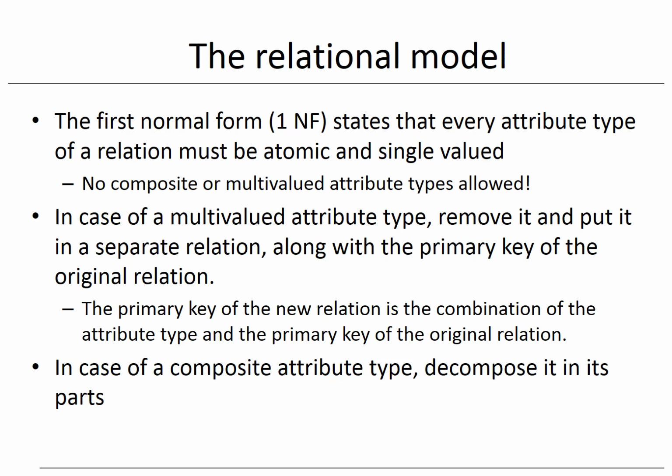The first normal form states that every attribute type of a relation must be atomic and single-valued. Hence, no composite or multi-valued attribute types are allowed. We basically already discussed this before when we introduced the domain constraint. Multi-valued attribute types should be removed and put in a separate relation along with the primary key of the original relation as a foreign key. The primary key of the new relation is then the combination of the multi-valued attribute type and the primary key of the original relation.